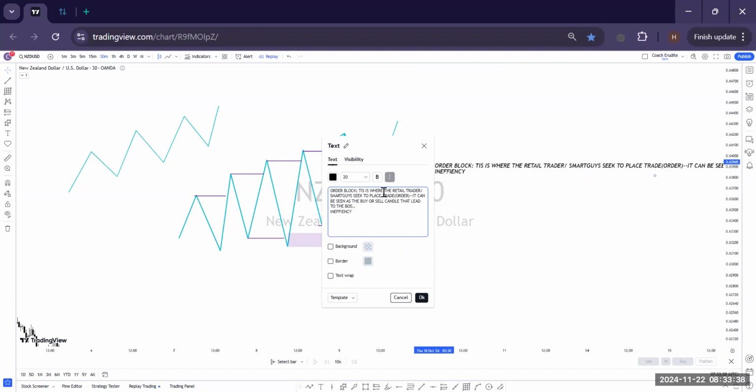And the BOS here means break of structure. It's like this thing is very long.